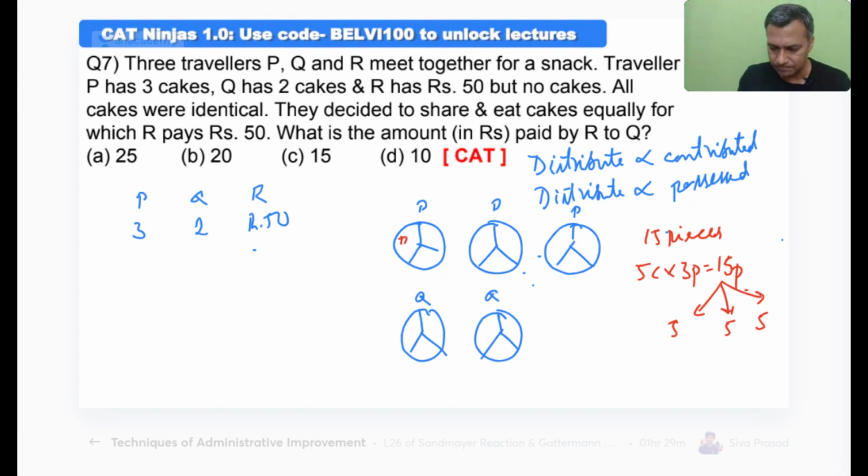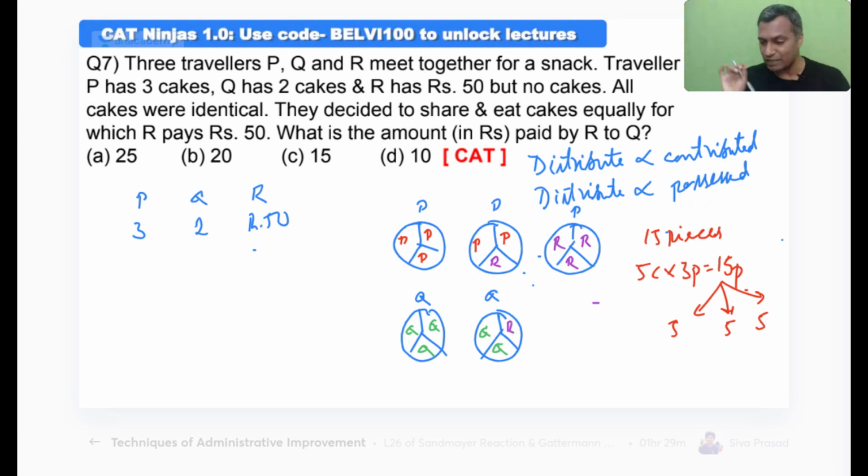Let's say that P eats the first piece, second piece, third piece, fourth piece, and fifth piece. This is what P has consumed. Fair enough. Now Q also eats his own share. Q eats his five pieces: one, two, three, four, and five. Fair enough. What goes to R? Therefore, now this has been given to R: the first piece, second piece, third piece, fourth piece, and fifth piece.